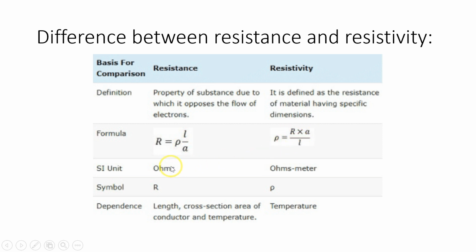SI unit of resistance is ohm and SI unit of resistivity is ohm meter. Symbol for resistance is R and symbol for resistivity is rho. Dependence: on which factors does resistance depend? Resistance depends on length, cross-sectional area of the conductor and temperature, while resistivity only depends on temperature of the material.